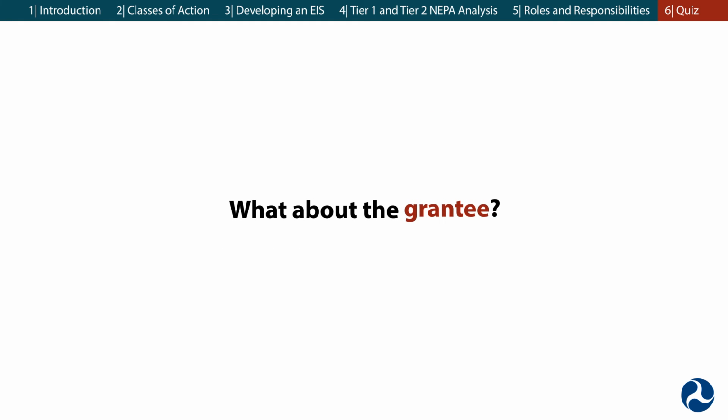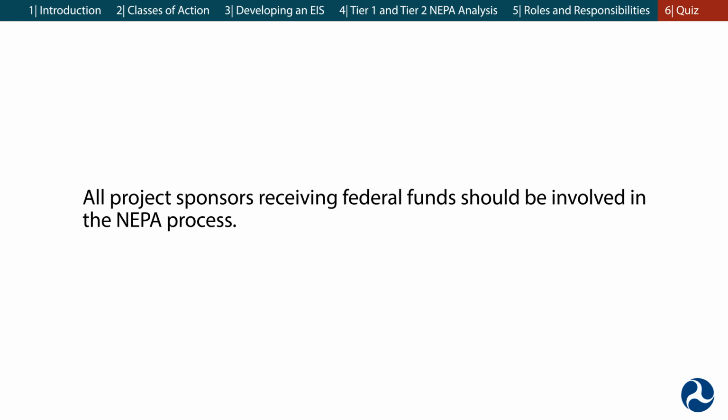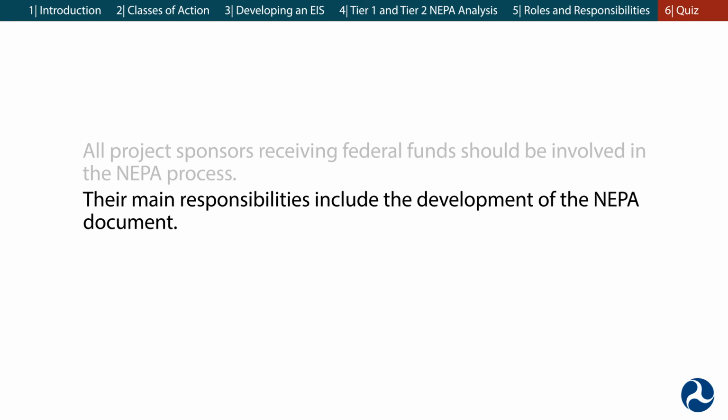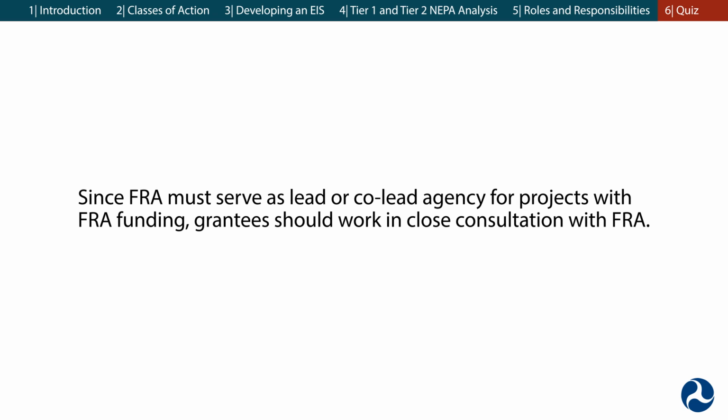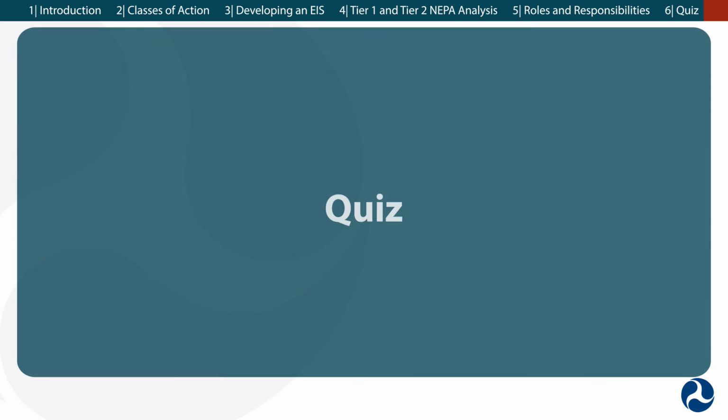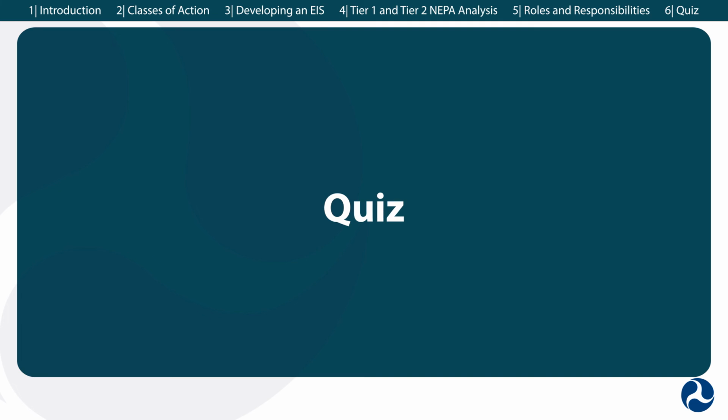So what is the grantee or loan recipient's role in environmental review? All project sponsors receiving federal funds should be involved in the NEPA process, particularly in public outreach. Their main responsibilities include the development of the NEPA document. Since FRA must serve as lead or co-lead agency for projects with FRA funding, grantees should work in close consultation with FRA. There's a lot of detail involved during the environmental review process. Let's take a moment to review some of it by going through a quick quiz.